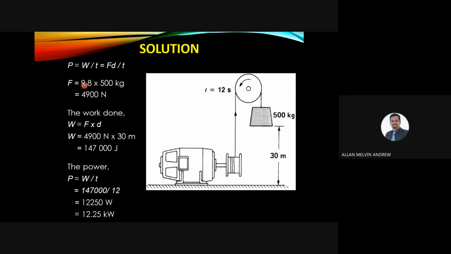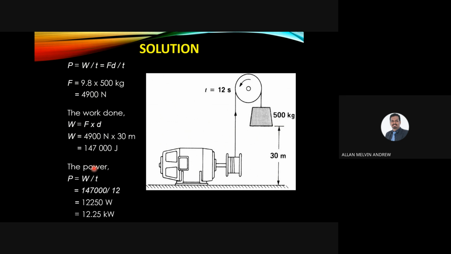Let's say we want to calculate based on the information for the kilogram that is given. We know F equals to MA. M is 500, A is 9.8, so F equals 4900 Newton. Once you find the F, we can find the work done. The work done, W equals Fd, so W equals 4900 times 30 meters covered. So the work done is 147,000 joule.